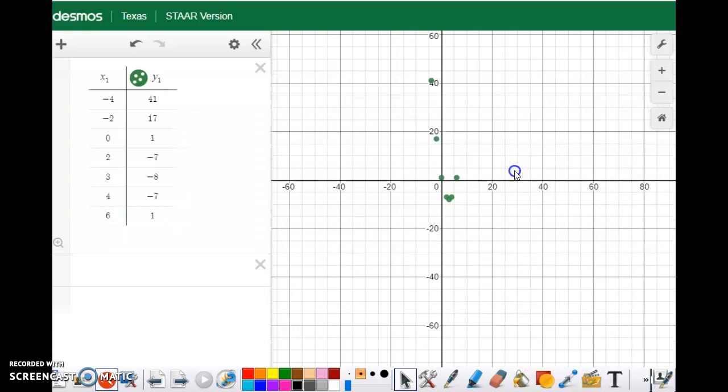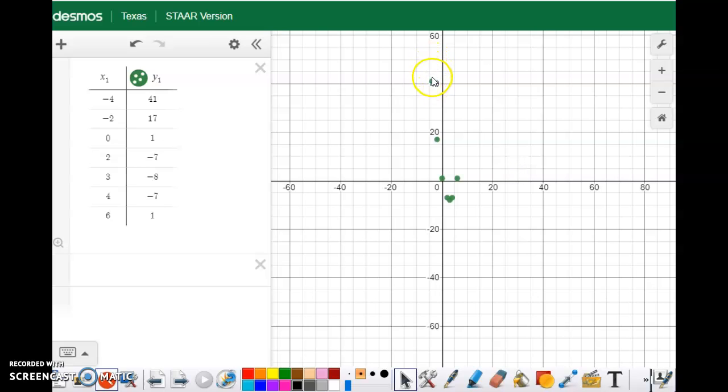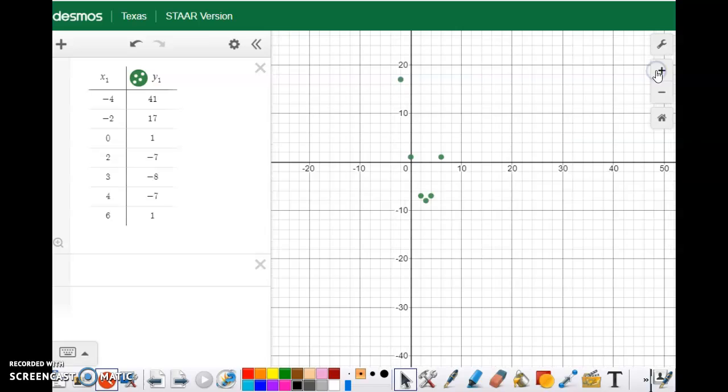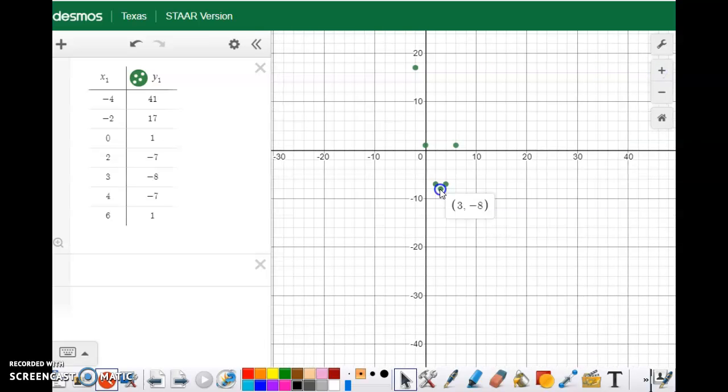Okay, so this is a quadratic, and it goes like this. So if I zoom in, this is the vertex right there. Okay, it's the minimum point. It's where it curves. Okay, the curving part of it. So they're asking for the x value.